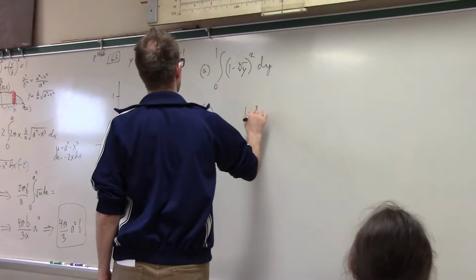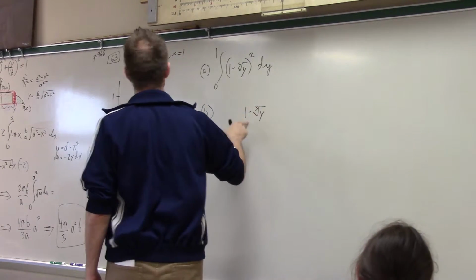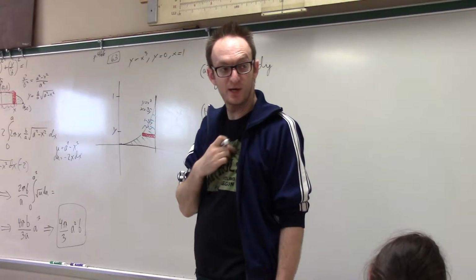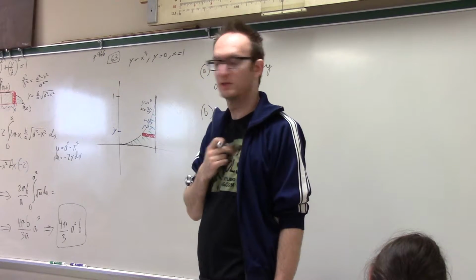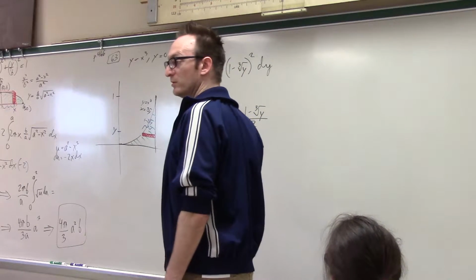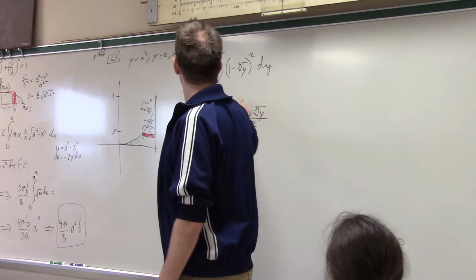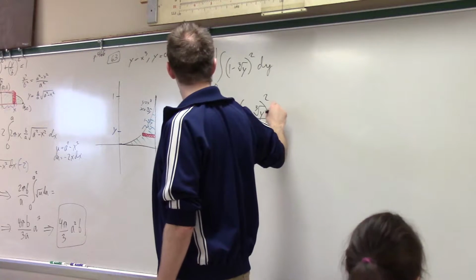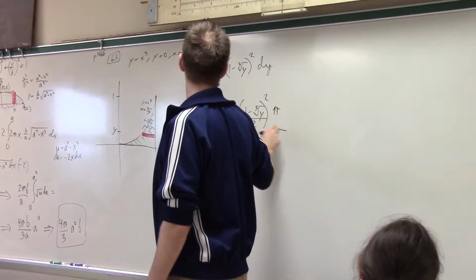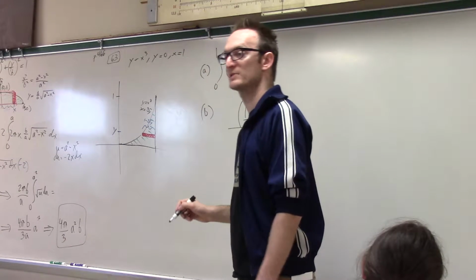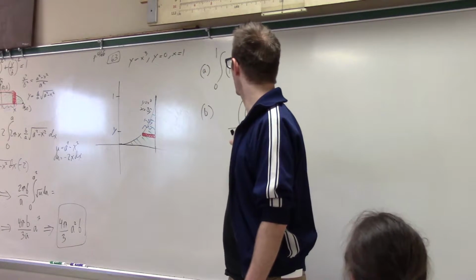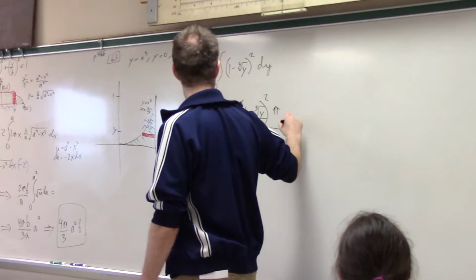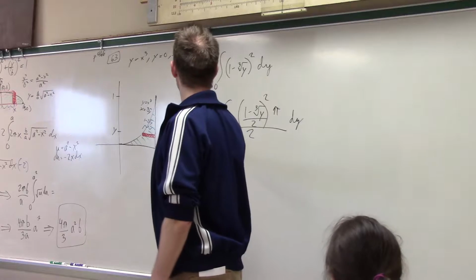Because I need to take 1 minus cube root y. What is that? The diameter. So what do I do with that diameter? Divide by 2. Then square it, then times pi, then divide by 2 again. You guys follow all that? You start with the diameter, you divide by 2 to get the radius, you square it, multiply by pi, you divide by 2 again. And then you give it a little dy thickness, and we integrate from 0 to 1.